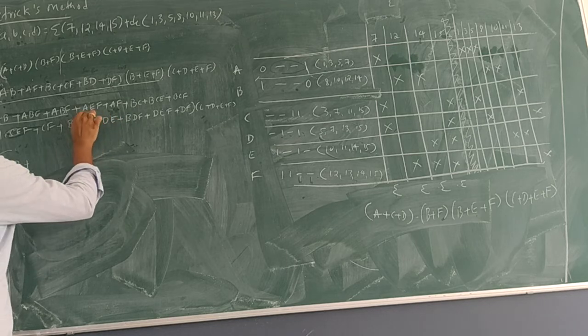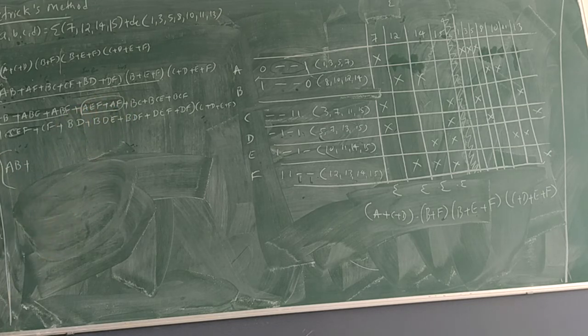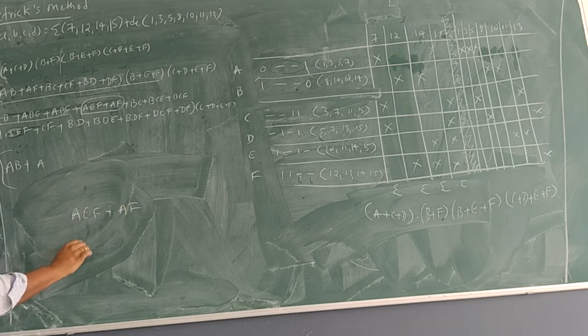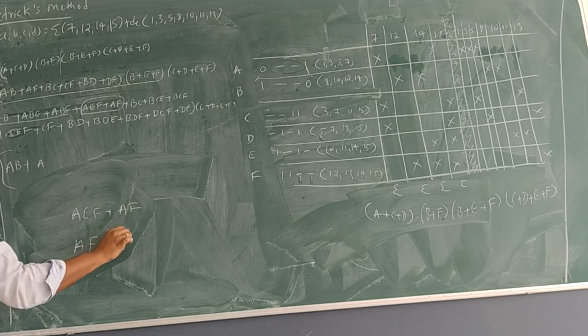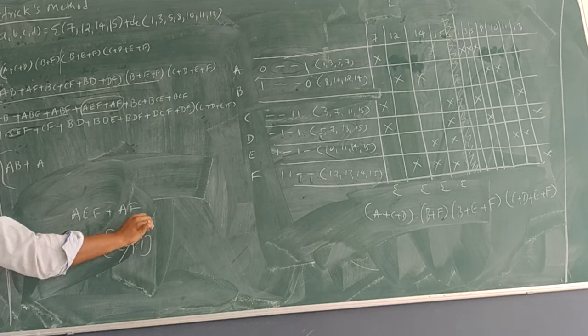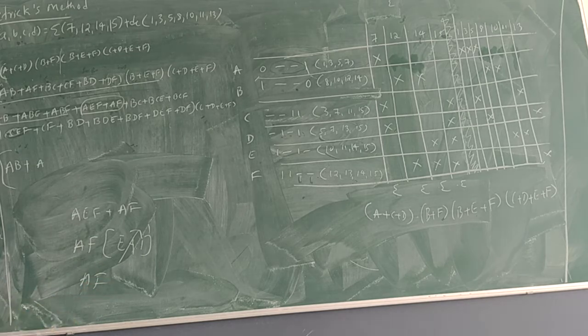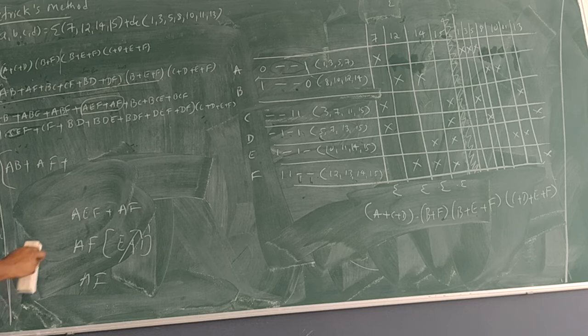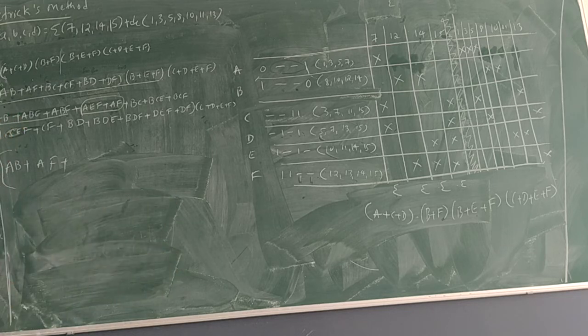Hope from this what we can do? AF common, plus E. Hence what we will get? 1 plus E in the bracket. Here you see AF plus AF. What is common? AF, E plus 1, which will give us 1. Hence we can get AF. Is it clear?